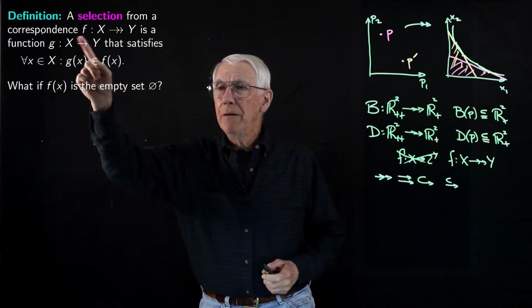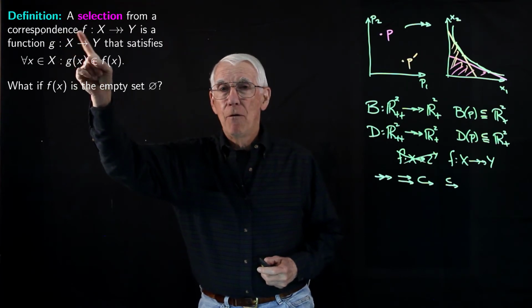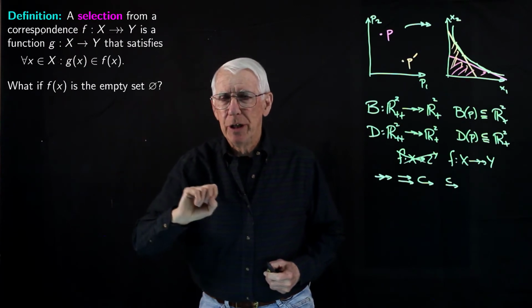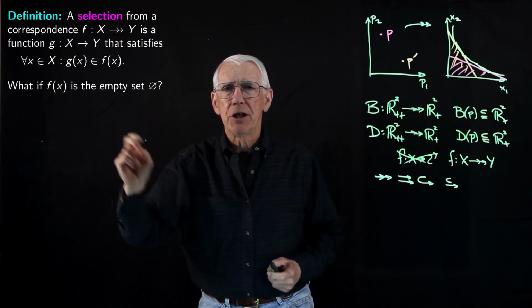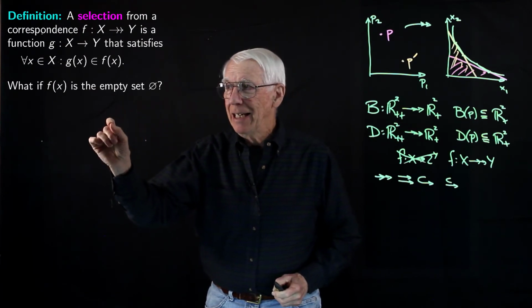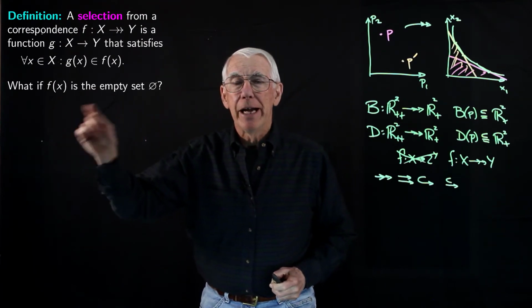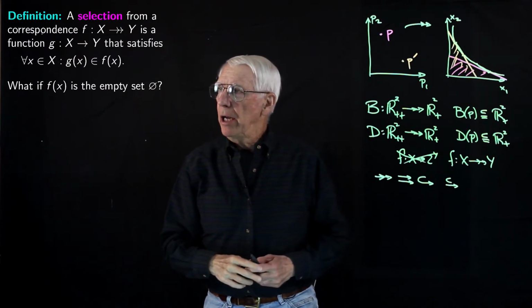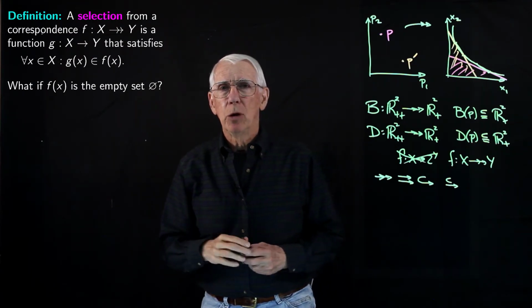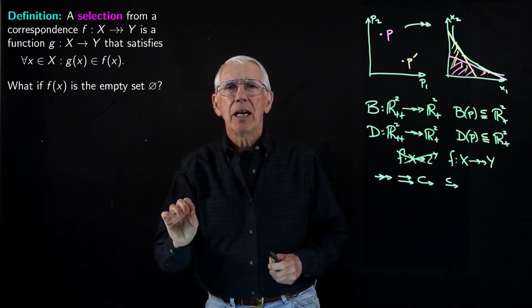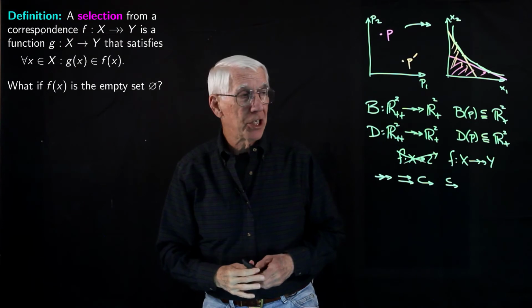So we only define selections for what we call non-empty valued correspondences, correspondences that have a non-empty set as the image for every x in the domain. And it's not at all uncommon for some people to define a correspondence in such a way that the correspondence only picks out non-empty subsets.